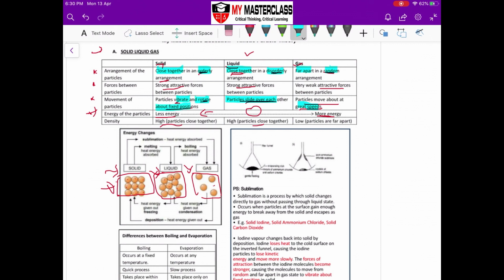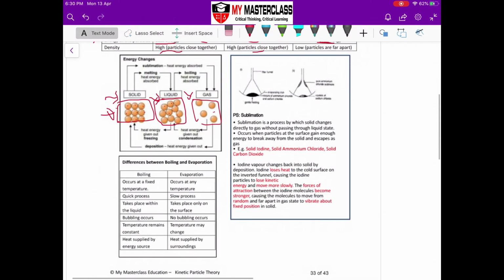These are all important keywords that we have to write when we describe KPT, or kinetic particle theory.